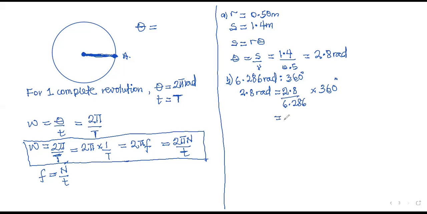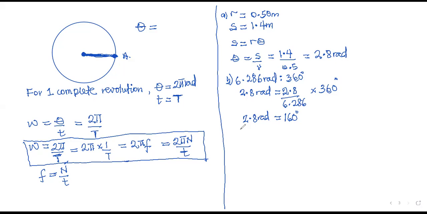What is 2.8 divided by 6.286 times 360? Please calculate that for me. It is equal to 160.356 degrees. So let's make it approximately 160 degrees. So that is the answer for the B question. What is the angle in degree? If you couldn't answer it, that's it.